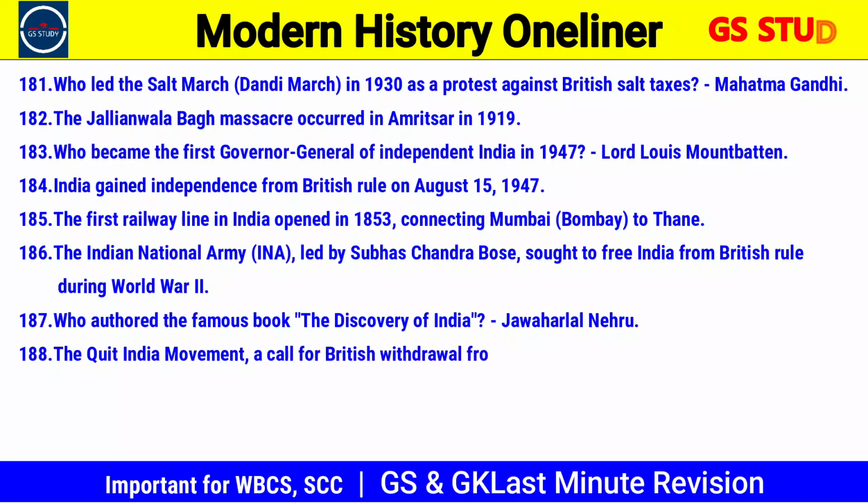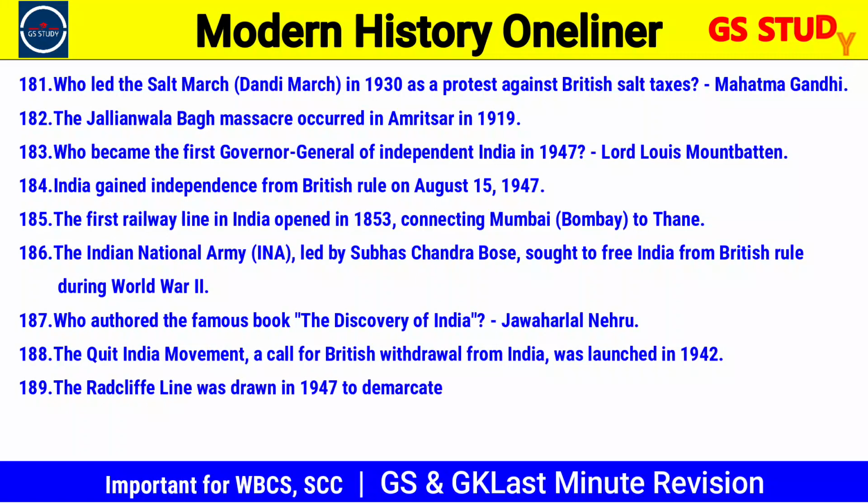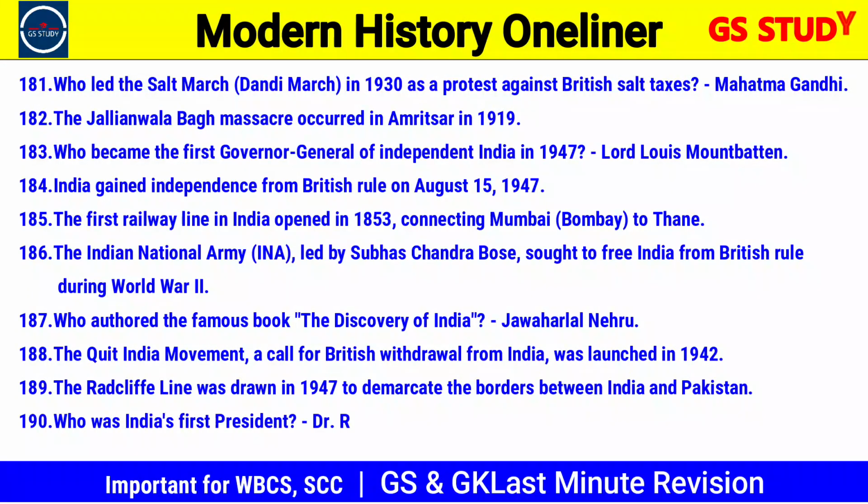183, who became the first Governor General of independent India in 1947, Lord Louis Mountbatten. 184, India gained independence from British rule on August 15, 1947. 185, the first railway line in India opened in 1853, connecting Mumbai, Bombay to Thane.